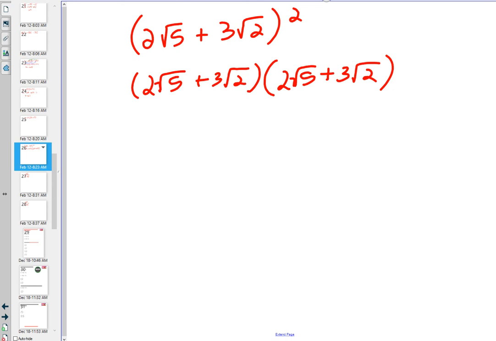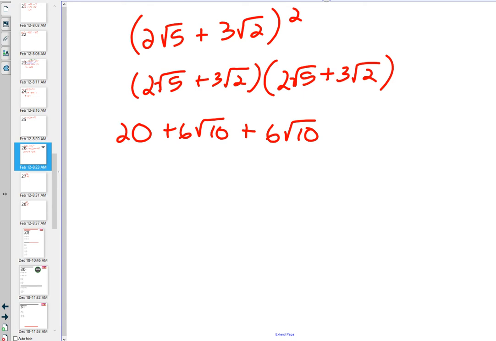What's 2 square root of 5 times 2 square root of 5? 2 times 2 is 4. Square root of 5 times square root of 5 is 5. 4 times 5 is 20. 2 times 3 is plus 6. 5 and 2 is 10. Plus 6, 10.